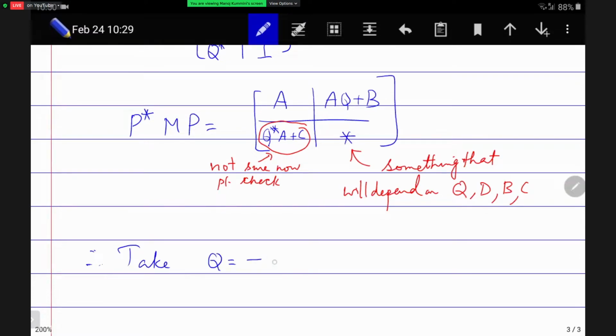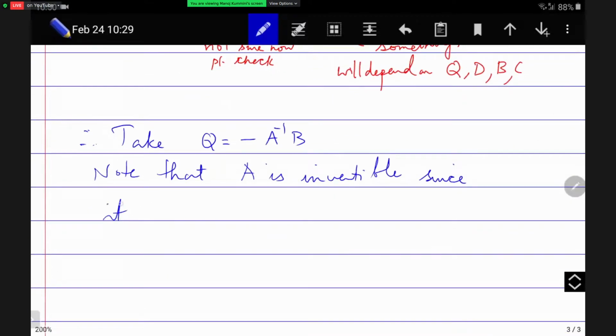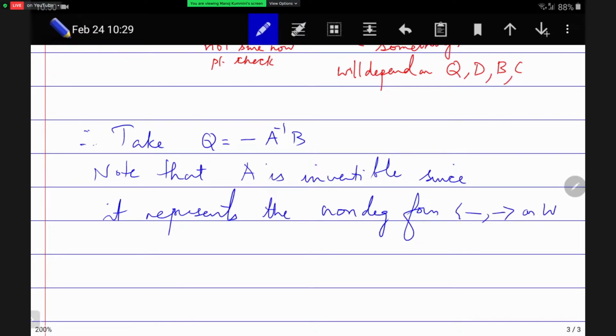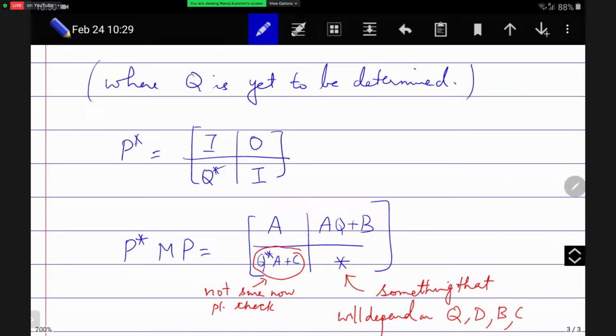to be minus A inverse P. Note that A is invertible, since it represents the non-degenerate form on W. This A is what the non-degenerate form on W looks like.